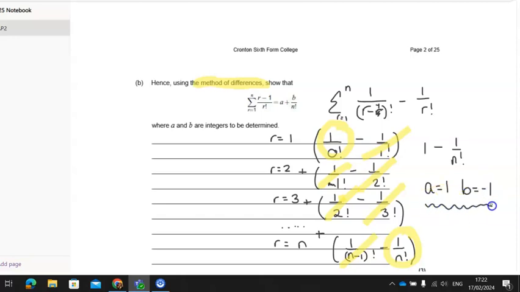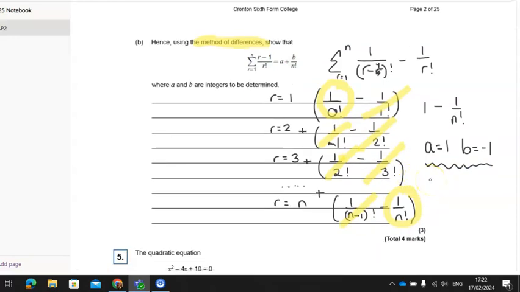We have done method of differences. If you can't remember that, it probably will come up, and it's worth quite a few marks, so make sure you get good at that, okay? And I'm going to make the next bit in the next video.